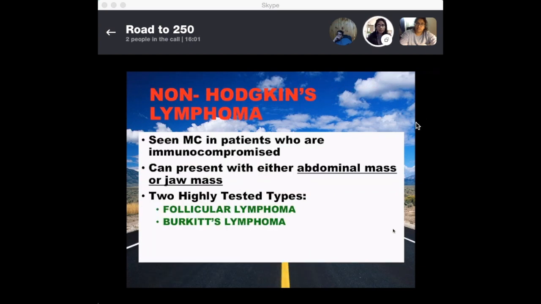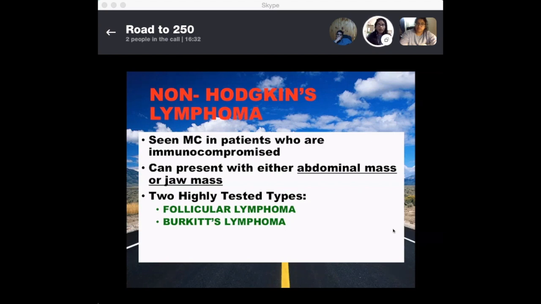As I said earlier, it's most commonly seen in patients who are immunocompromised, and it can present with either an abdominal mass or jaw mass. Commonly seen in patients living in America, so abdominal or pelvic mass, versus the jaw mass, which is more commonly associated with patients from developing countries.